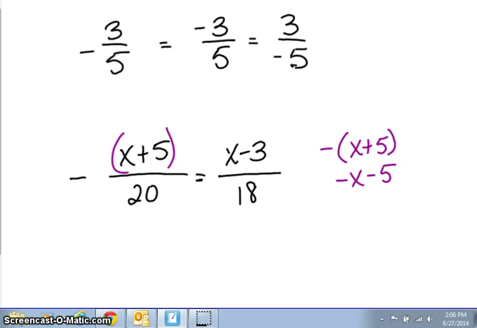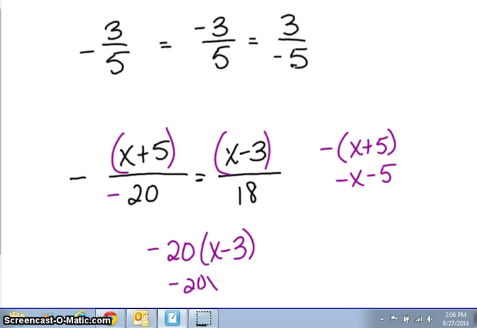Of course, you will have to distribute a negative 20 with x minus 3. And keep in mind, negative 20 times negative 3 is positive 60. So beware of any negatives in front of fractions. Decide where you want to put it, but make sure you're distributing a negative. Now I will finally let you work.